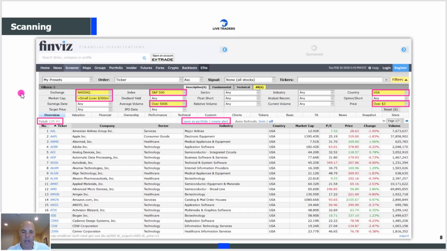Don't sit here and say, Jared, I have to have TradeStation to scan for gaps. You don't. You do not have to have TradeStation to scan for gaps. There's a gazillion different gap scanners. I've already done a YouTube video on that as well. Different gap scanners out there.